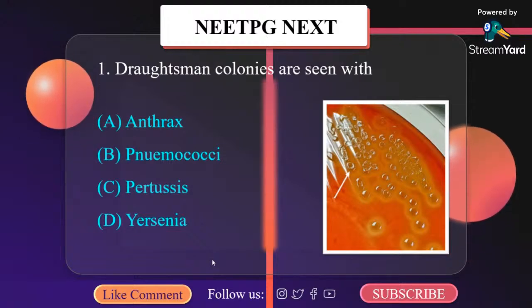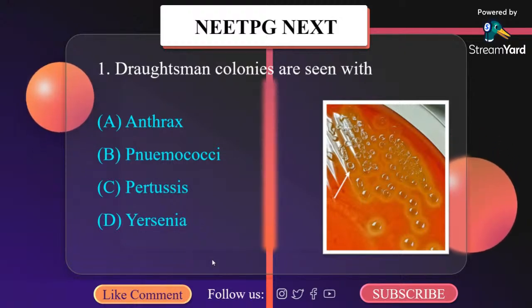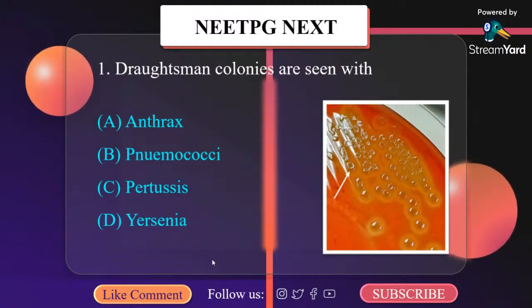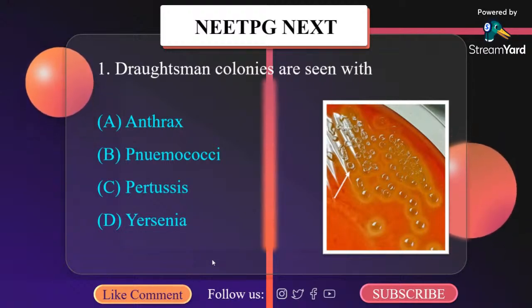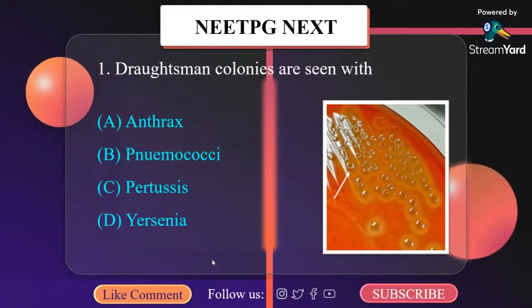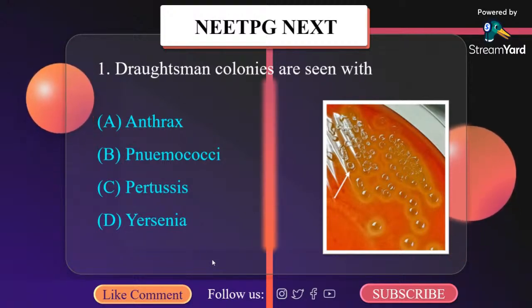Draughtsman colonies are seen with A. Anthrax, B. Pneumococci, C. Pertussis, D. Yersinia. What do you think is the correct answer? Here you can see from the image clearly. They are carom coin appearance colonies in which the organism gives this pattern on the culture media.